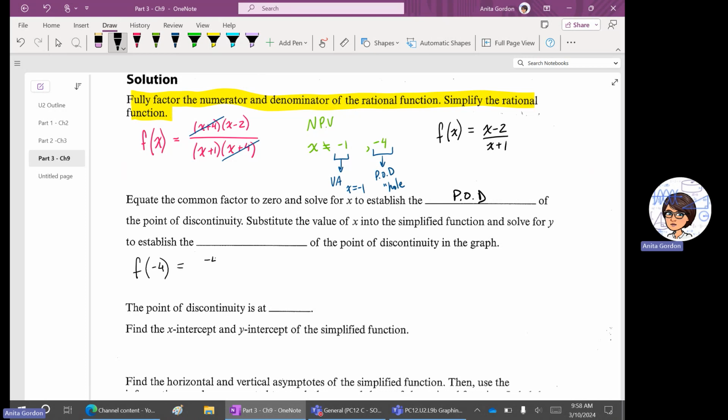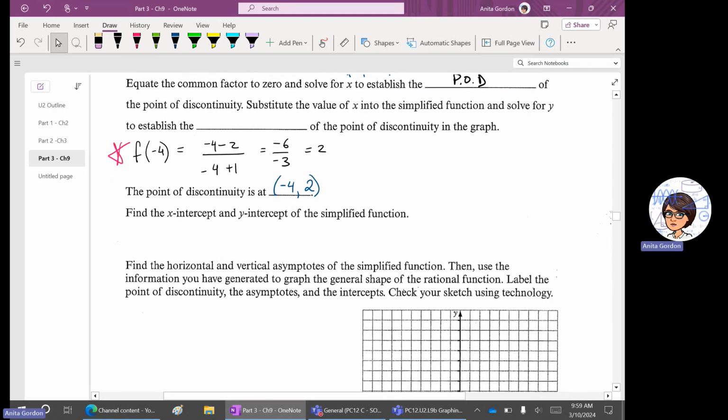So we're going to have -4 minus 2 over -4 plus 1. This is going to give me -6 over -3, which is +2. So the coordinates of the hole are -4 and 2. Okay, always remember that when we're finding the coordinates of the point of discontinuity, we are using the simplified equation, not the original equation.